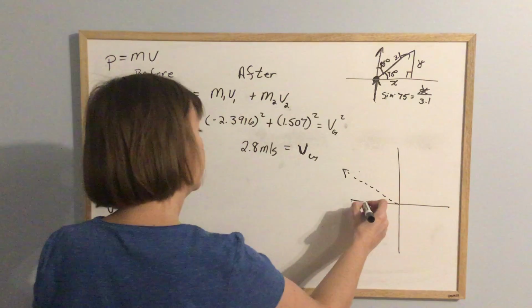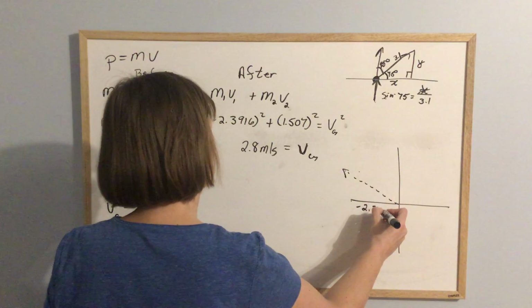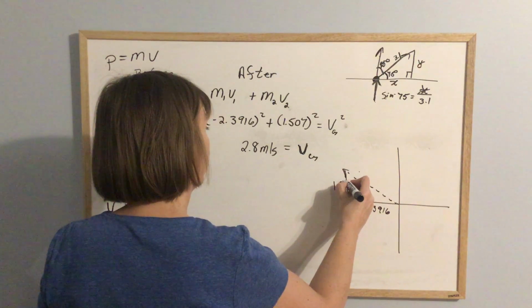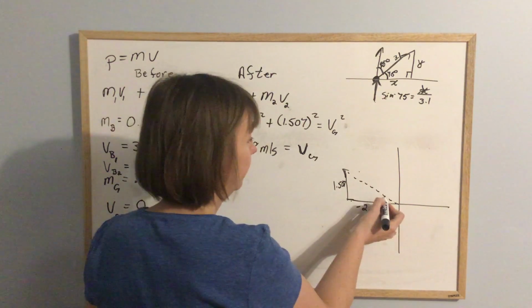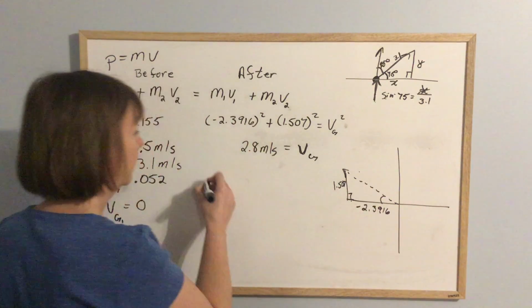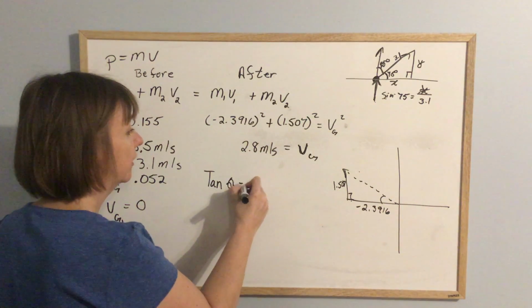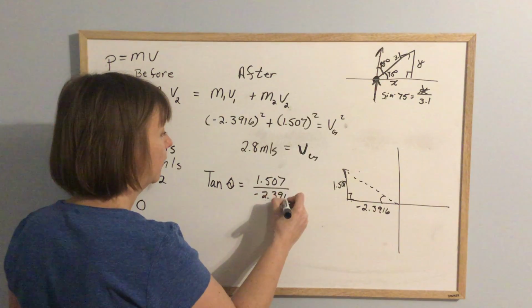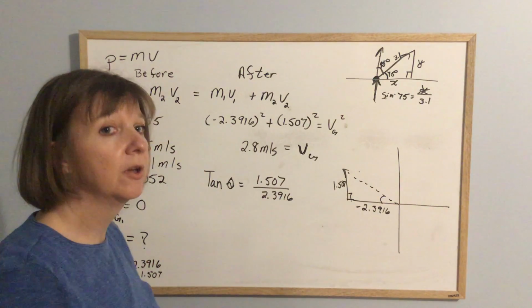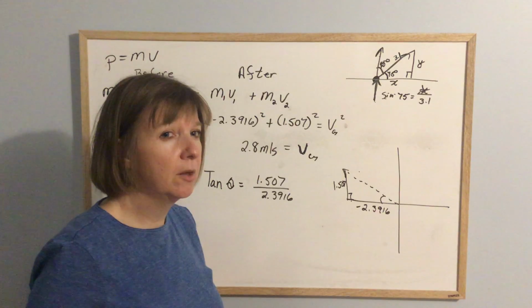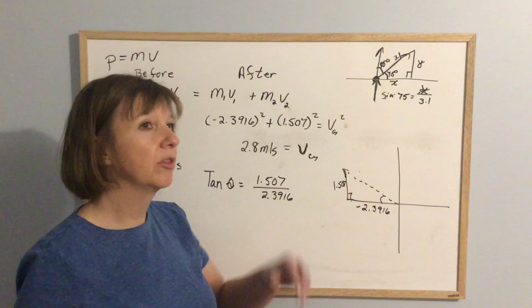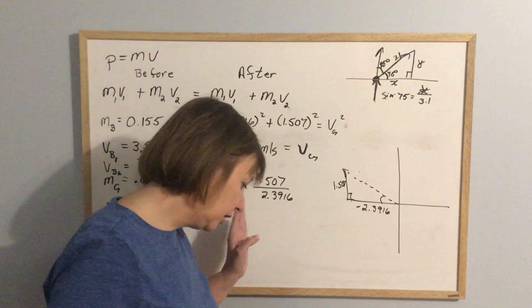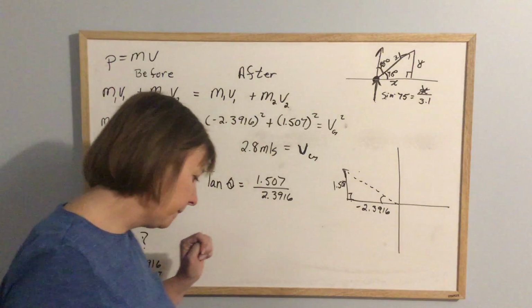Because my x was negative 2.3916 and my y was 1.507. So if I want to figure out what this is, I'm going to use tan. I'm going to go tan of theta is 1.507 over negative 2.3916, although I would not worry about the negative because that may throw your answer off. I really want an answer between 0 and 90 degrees. I want what's called the principal angle, so I really wouldn't bother with the negative. I would just use the positive of both of them.